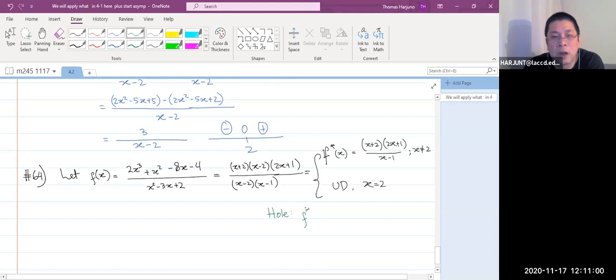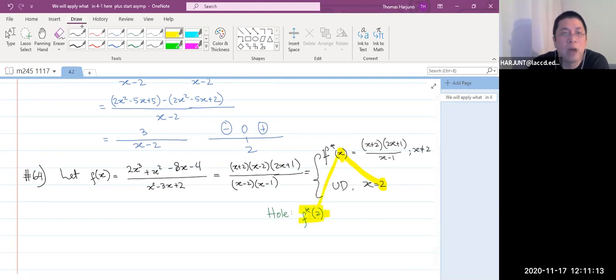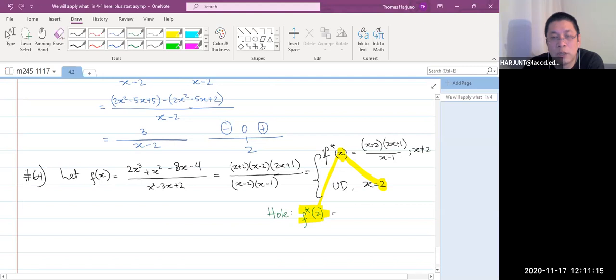So as a side note, the hole will be f star of 2. So I plug this undefined one into the simplified version. That's how I know that's what I need to check. So this will be equal to (2 plus 2)(2 times 2 plus 1) over (2 minus 1). Oh, so that will be 4 times 5, that's 20. Oh, okay, so the hole is located at (2, 20).